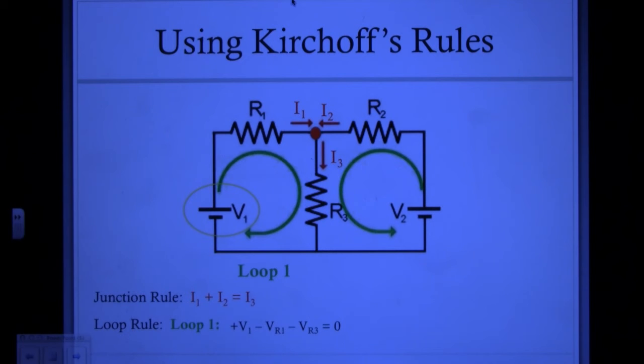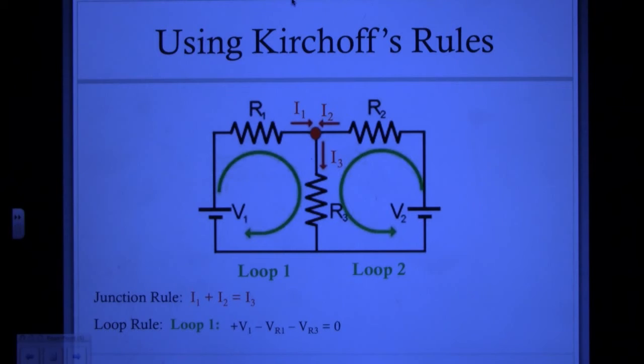Then continuing through the circuit, we hit resistor 3, which again, by convention, is considered a negative voltage. So we write this as minus V sub R3, meaning the voltage across resistor 3. Finally, we set the sum of these voltages equal to 0. We are finished with the first loop.